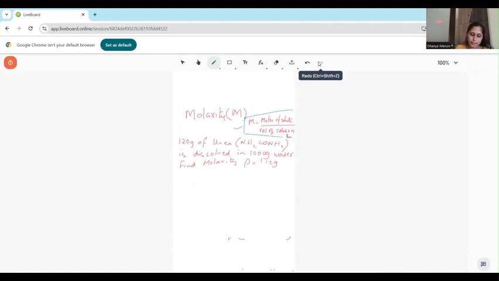Okay, now over here, can we find the molarity? It is given by number of moles of solute by volume of solution in liters, right? Now, I have the mass of solution, which is equal to 1000 gram. Sorry, I have the mass of solvent.